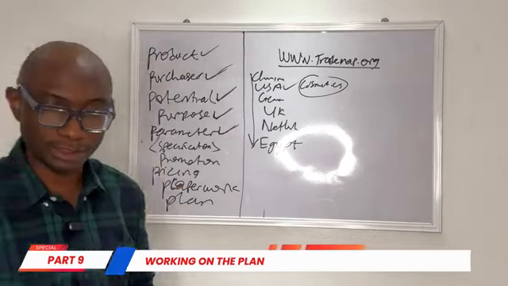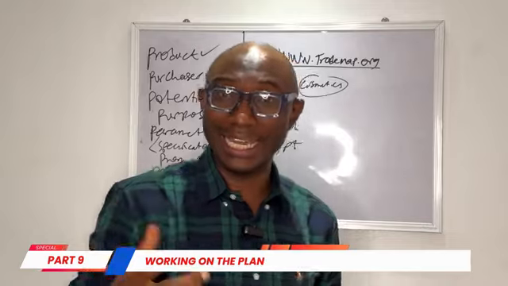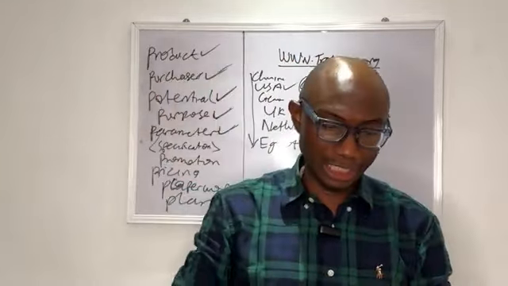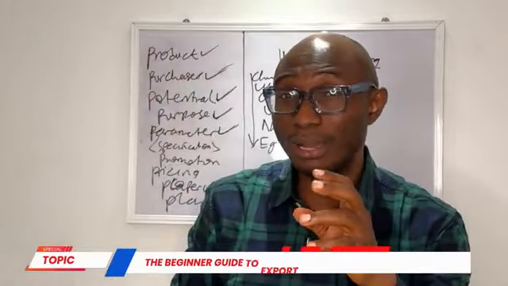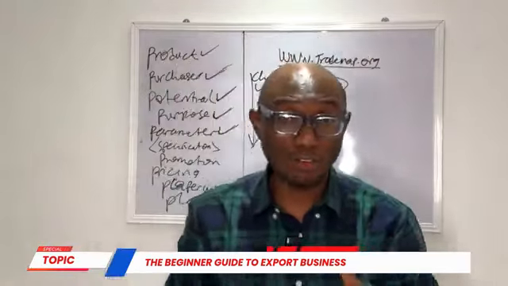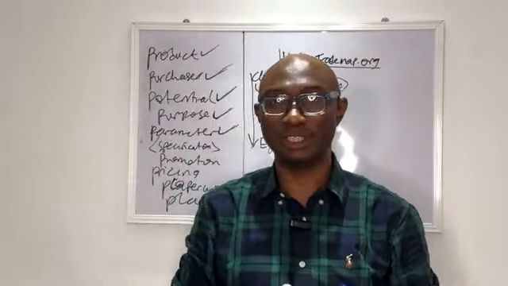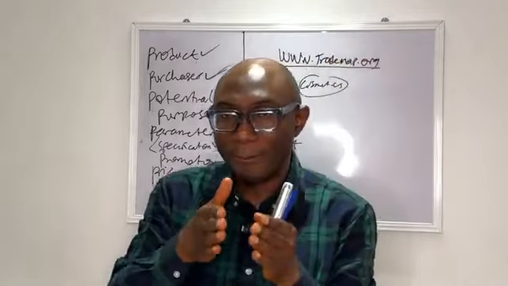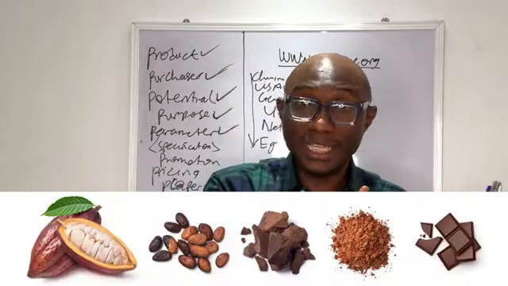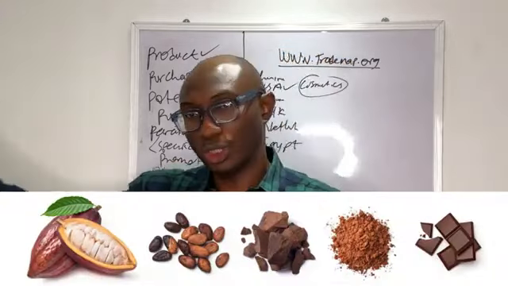Now, number one, product. What do I want to export? Like I said, you can export solid minerals, finished goods, commodities, or processed food. Talking about what to export, sometimes you might need to consider intermediate products. In fact, currently there is a lot of demand for intermediate products. Intermediate products in this case would be cocoa to cocoa beans, cocoa beans to cocoa butter, to chocolate.